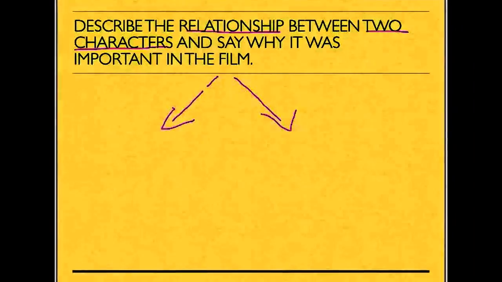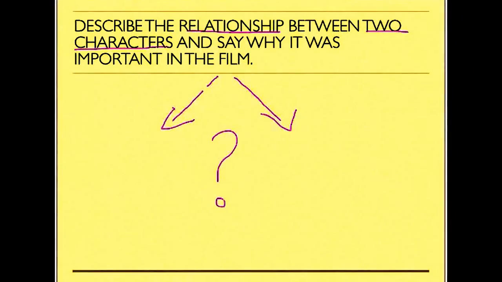So if you look at this question on the screen, it says describe the relationship between two characters and say why it is important in the film. So your first step would be to think about two main characters and how they were linked and what the director was saying by using that relationship.